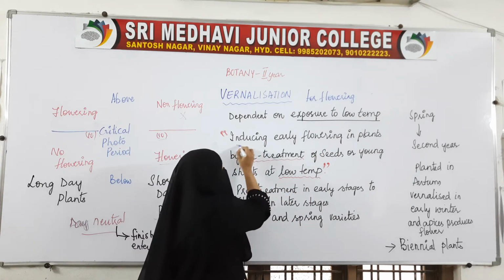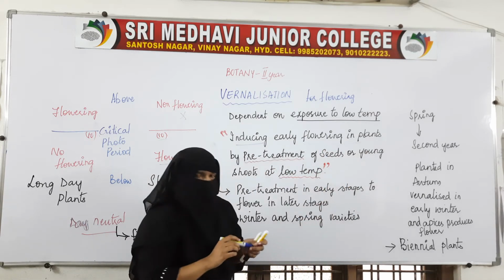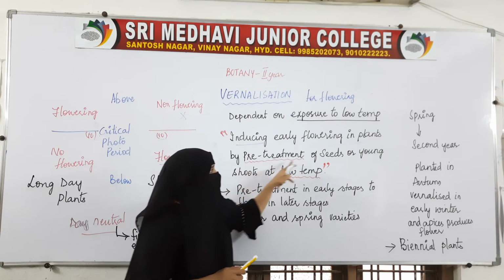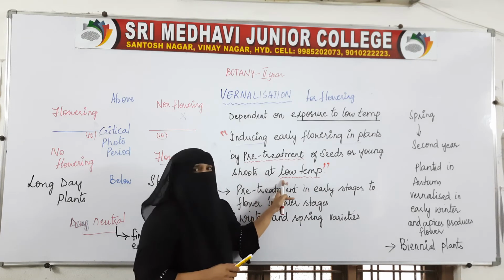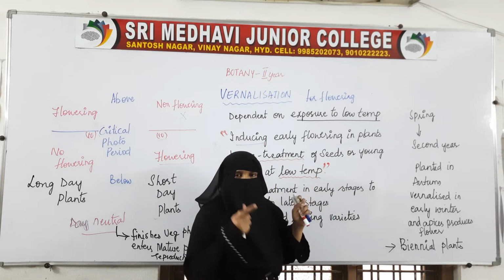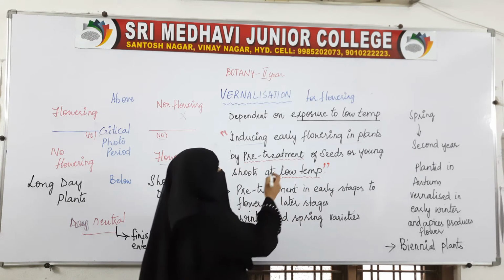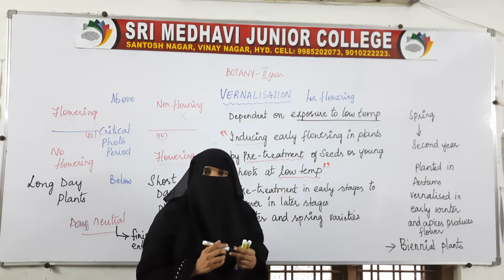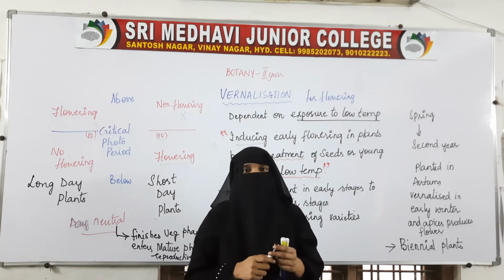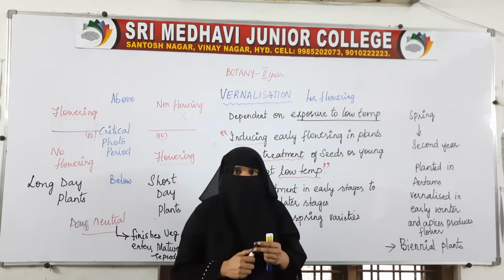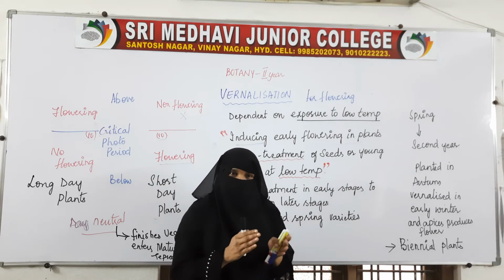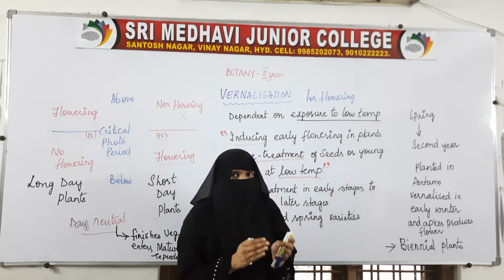So the process of inducing early flowering in plants by pre-treatment of seeds or young shoots at low temperature. Before flowering, if the young shoots or young stems of the plant are exposed to low temperature, then they will show early flowering. In order to induce early flowering, the young shoots or the seeds of the plants will be exposed to low temperature for a certain period of time.